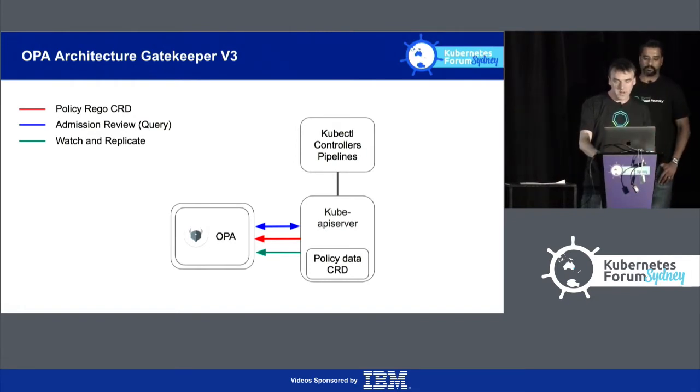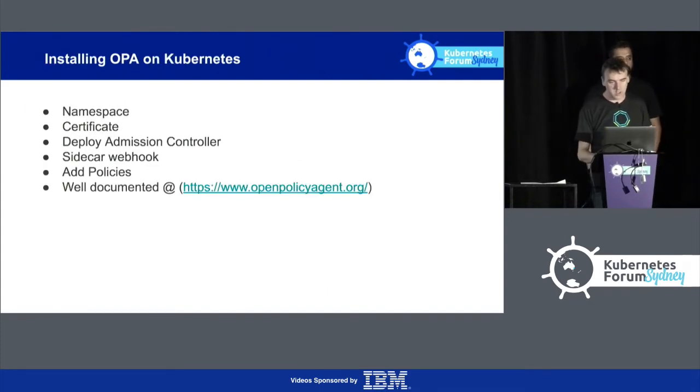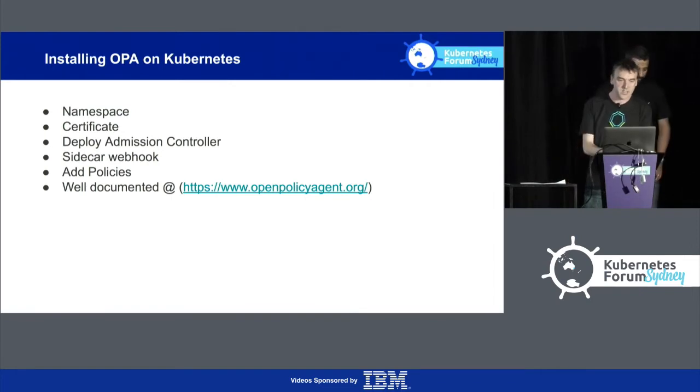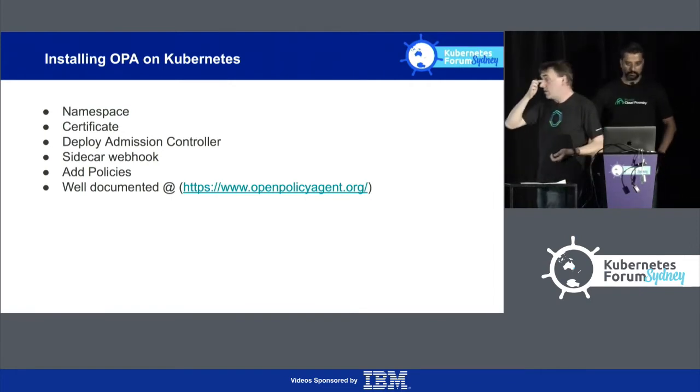So that's the 3 different versions of OPA. I'm just going to quickly talk about installing it. It's very easy to get up and running. I'd recommend probably just using version 1 or 2. Gatekeeper's kind of early days at the moment. It's going to be pretty easy to install, though.